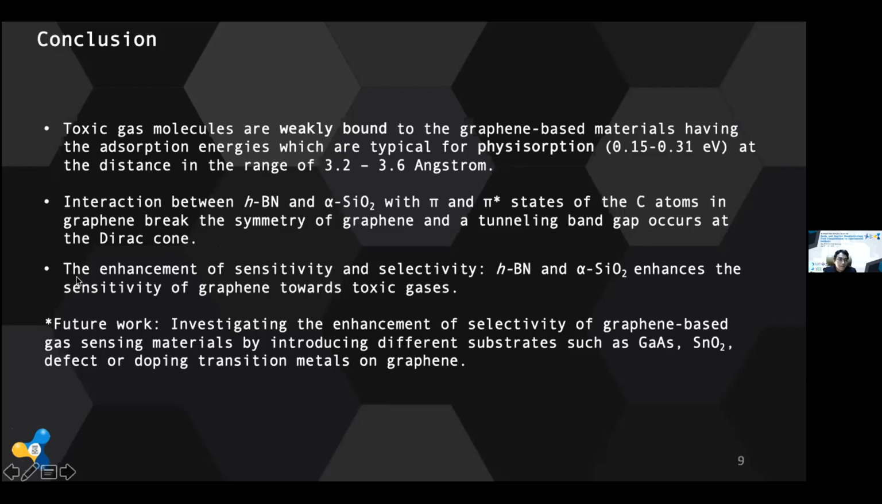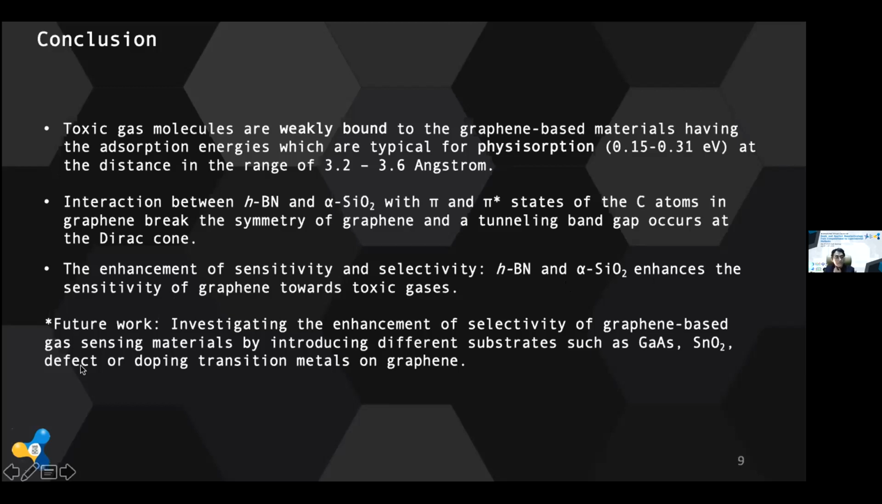And the last conclusion, on the enhancement of sensitivity and selectivity, is that hexagonal boron nitride and silicon dioxide enhance the sensitivity of graphene towards toxic gases better than graphene itself.